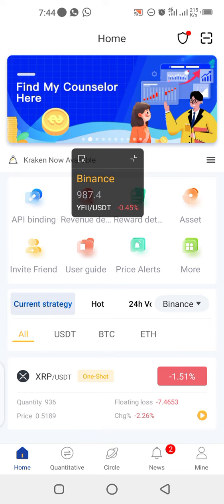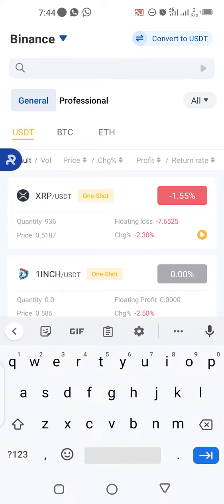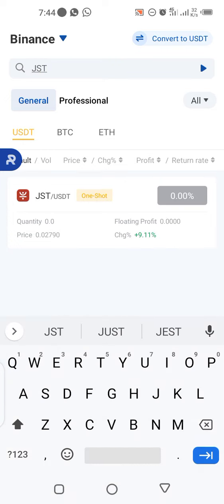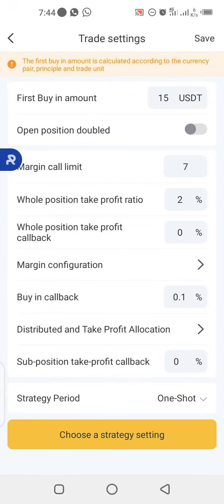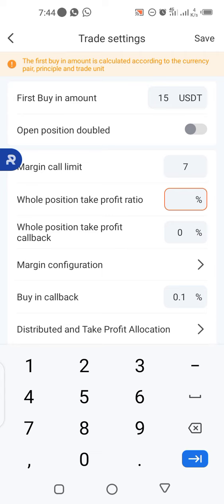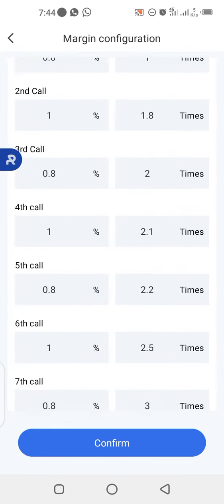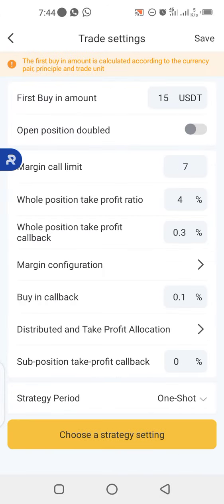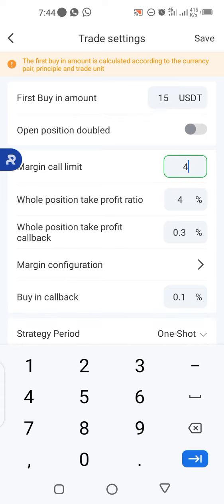Then we look for JST as our main coin to trade. Here we go. From our understanding of the martingale strategy, we shall put a 4 here. We can put a 0 or a 0.3 so that we don't miss out on any bull run. Then we come to the margin call configuration and make sure that we can have 4 margin calls or 5.